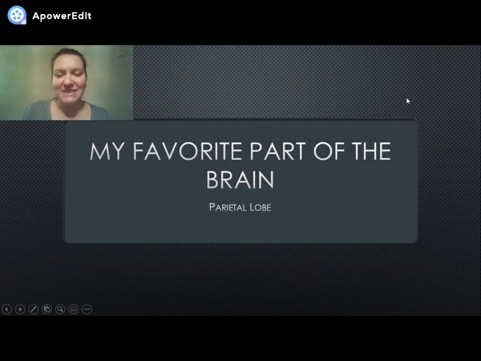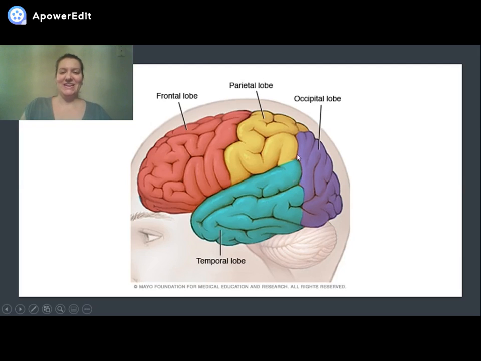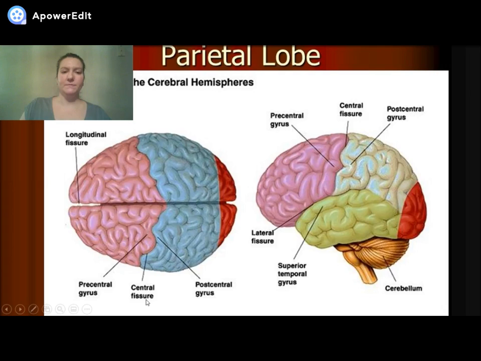Everyone, my name is Angie and today I'm going to be talking about my favorite part of the brain, which is the parietal lobe. So in this picture here you can see that the parietal lobe is located behind the frontal lobe and then above the temporal lobe, and then the occipital lobe is behind the parietal lobe as well.